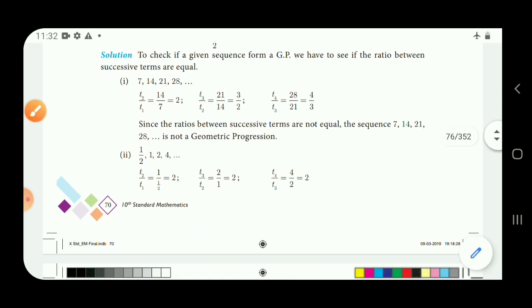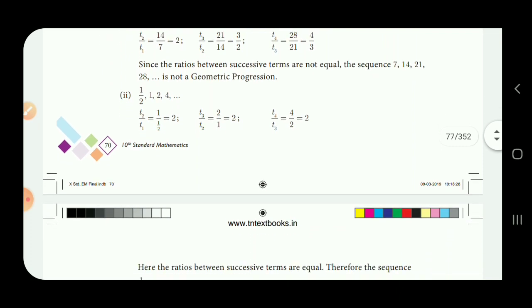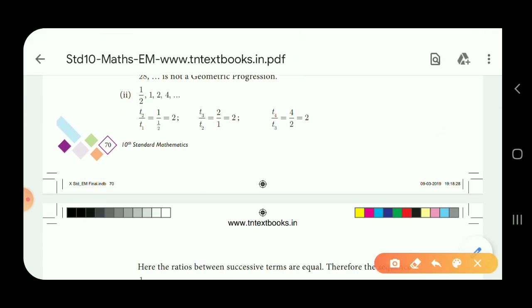So now you can see the second one, similarly we can find. The sequence is 1 by 2, comma 1, comma 2, comma 4. First term 1 by 2, divided by second term: t2 by t1, sorry, 1 by 1 by 2, so 1 by 1 by 2 means divide by 2.